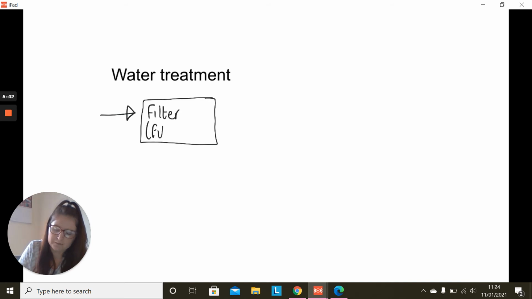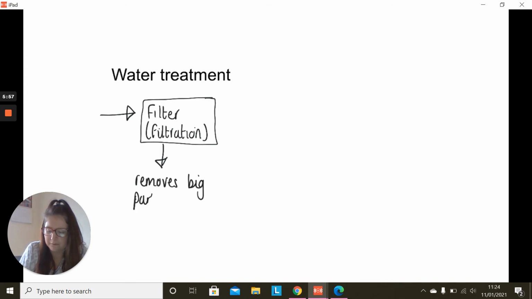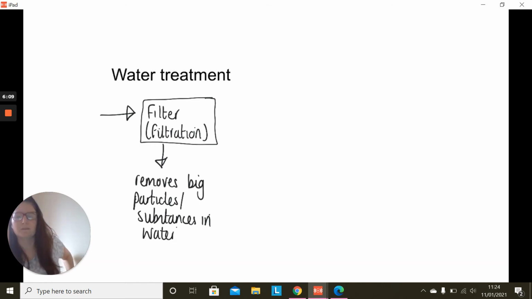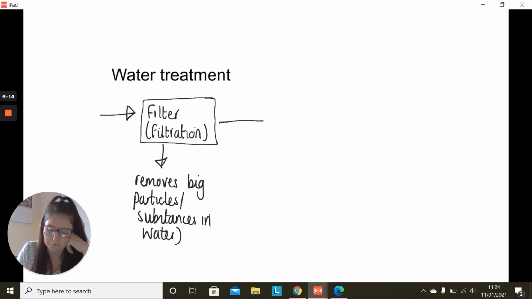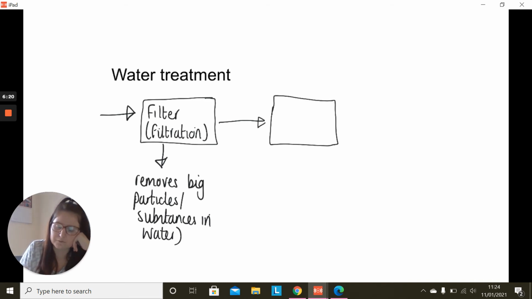So we have a process which is called filtration. The water is filtered, and what the process here does is that it removes the big particles or substances in our water. It removes all the big stuff, the big things we don't want. From the filtration tank, the water then moves and goes into a sedimentation tank.